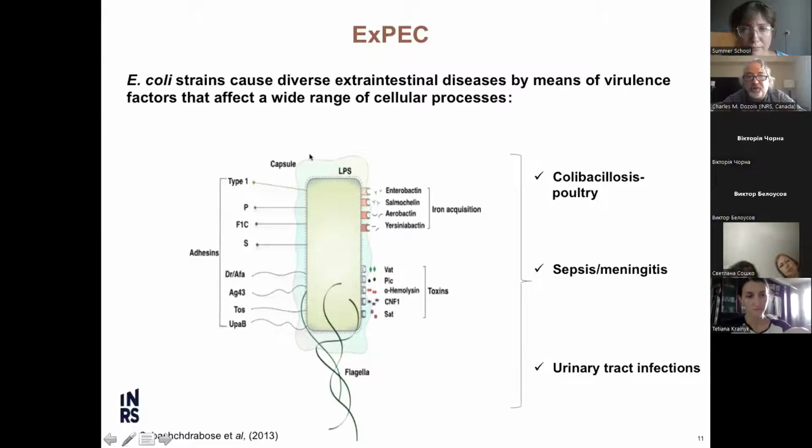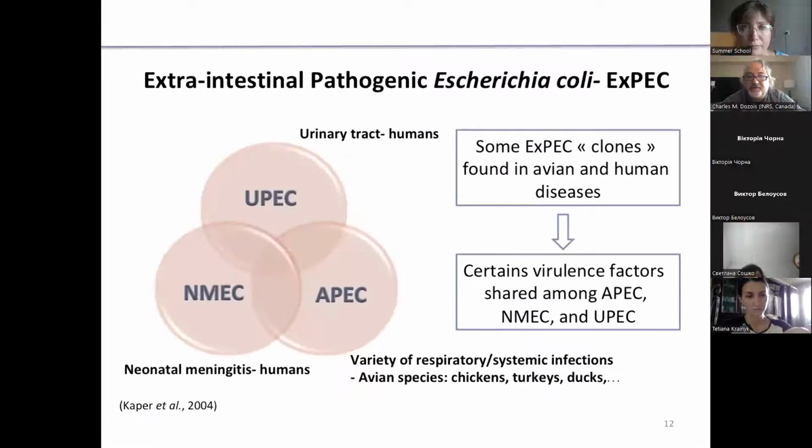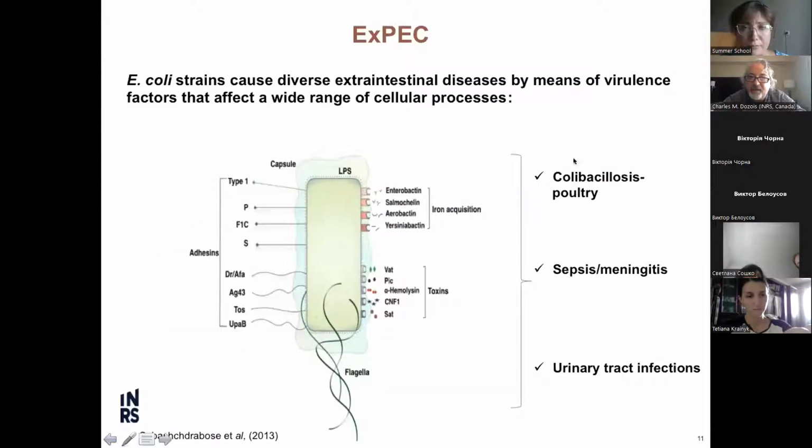There's also an ability to resist serum complement due to capsules and certain kinds of LPS or O antigens. These bacteria can often make different kinds of toxins as well. And so these toxins can allow the release of nutrients. They can also influence or affect the host immune response and make it less able to clear these infections.